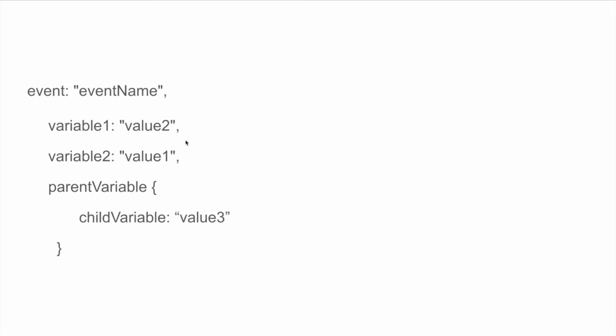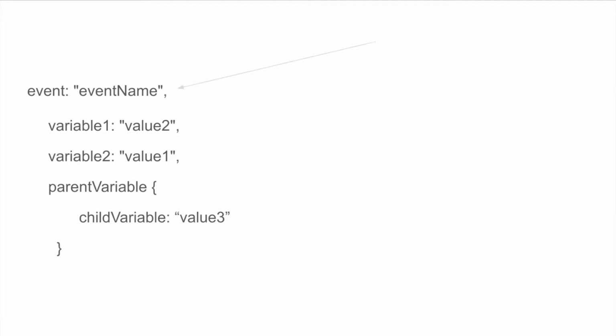Variables can be nested inside of each other. Here we have a variable called child variable, and it is inside the parent variable node. To reference a nested variable, we simply separate the names with a period, reflecting the parent period child relationship. The value of this variable would return value 3.